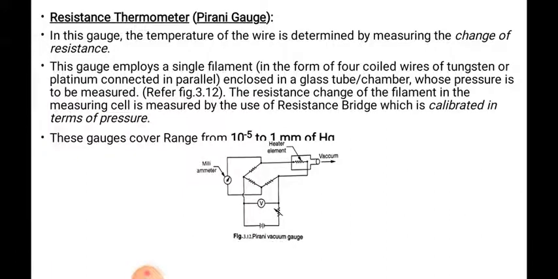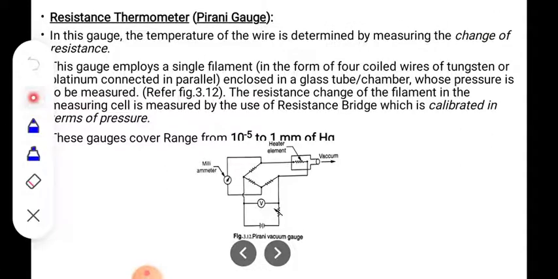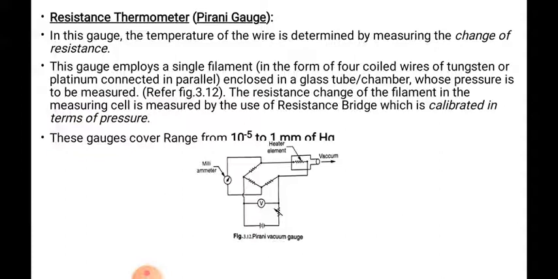Now we will go through the experimental setup. In the experimental setup we can observe that there are four limbs. Two limbs are in parallel to the millimeter, and two limbs are in series, with one limb holding the vacuum gauge. On that limb with the vacuum gauge, the battery and variable resistance are provided. In this gauge the temperature of the wire is determined by measuring the change of resistance, as we have studied in the thermocouple gauge.